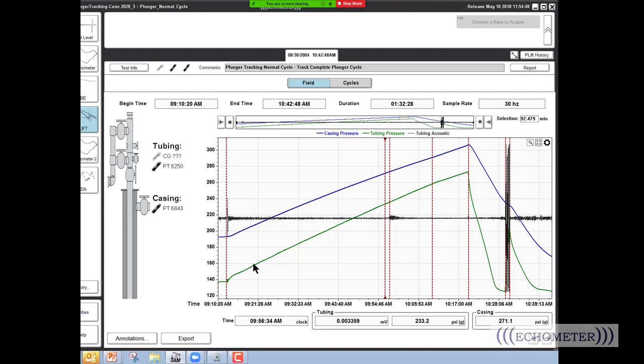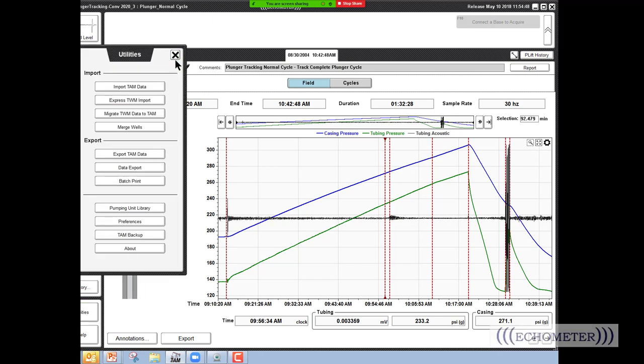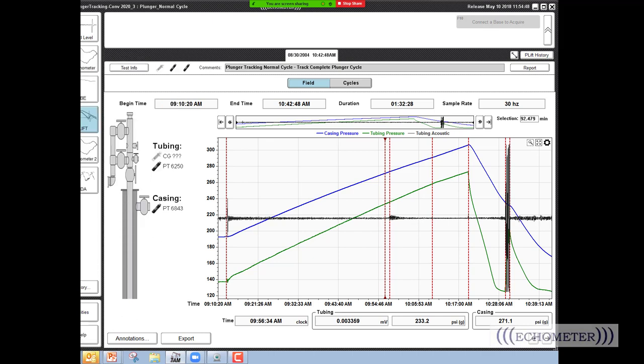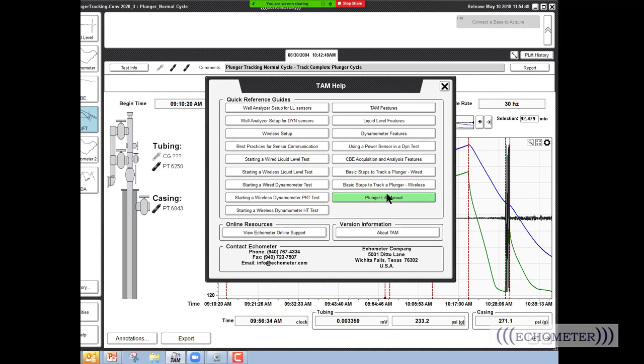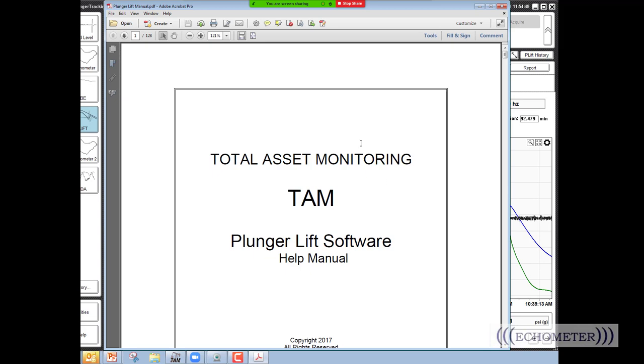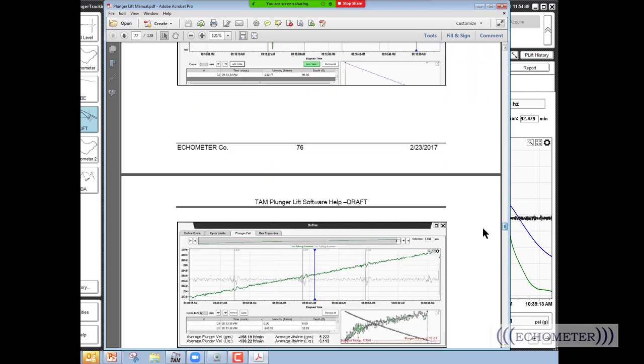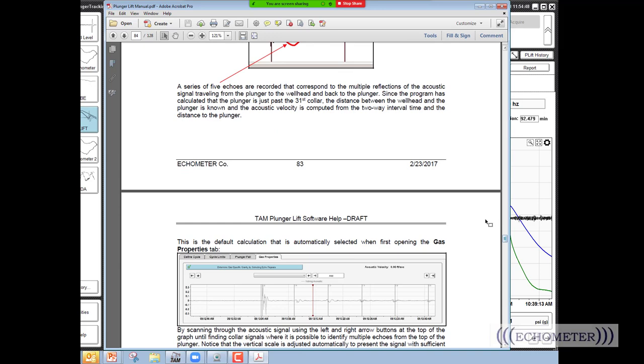This is the well that the manual is based on. If you go into help, you click on help, then the help appears on your screen, and it shows us that there's a plunger lift manual help. If I click on it, this manual is 128 pages. I thought it was more than that, but around page 50 is where we go through, step by step, how to analyze this data.